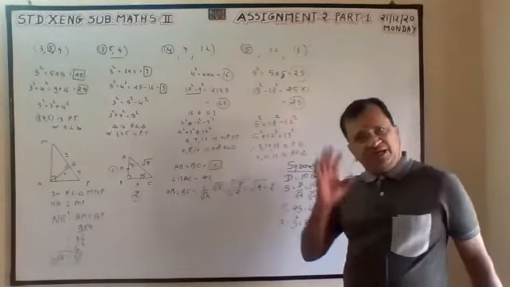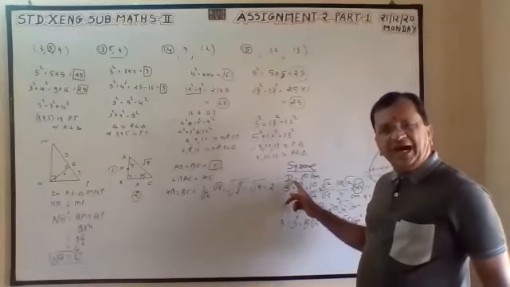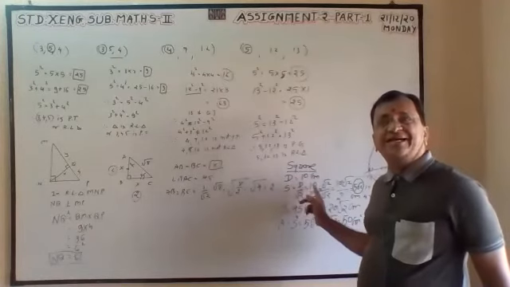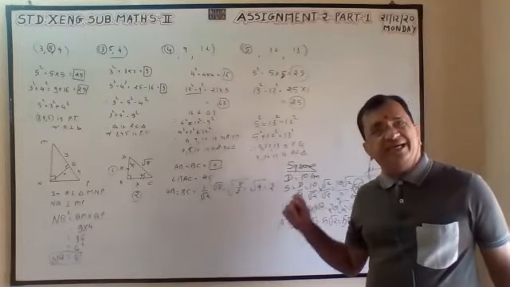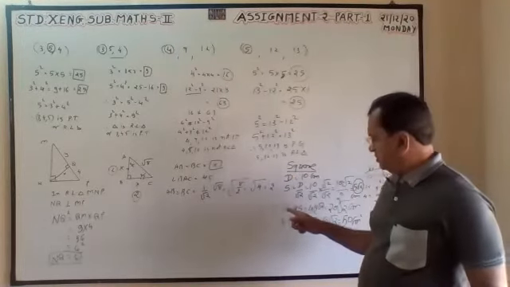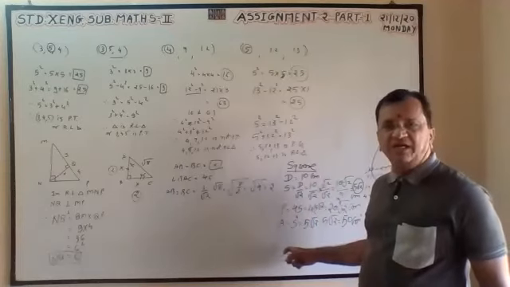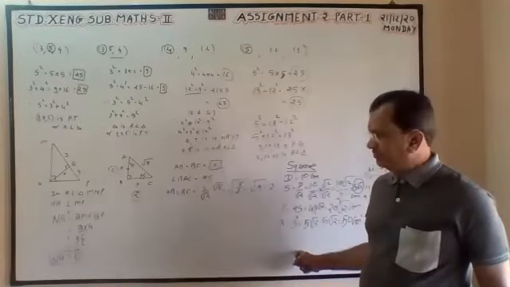These are the three formulas you have to remember. When diagonal is given, side is equal to diagonal divided by root 2. Suppose side is given, diagonal is equal to side into root 2, reverse. Perimeter is 4 times side, area is side square.